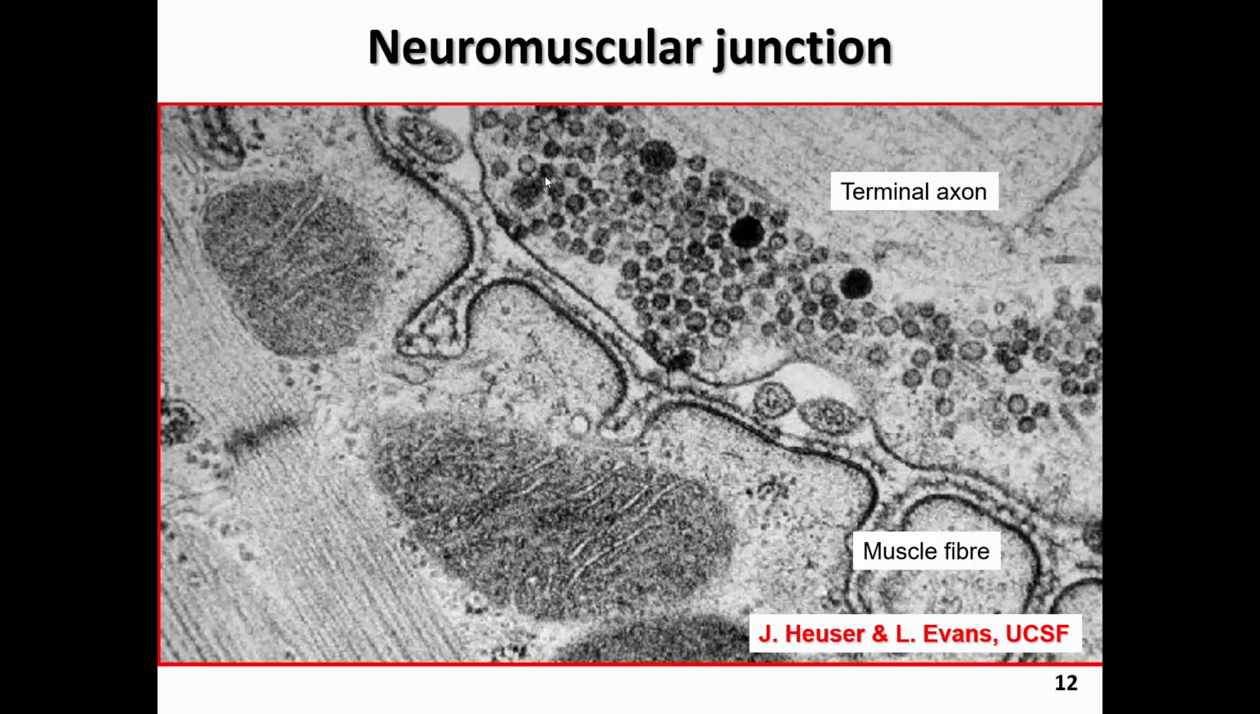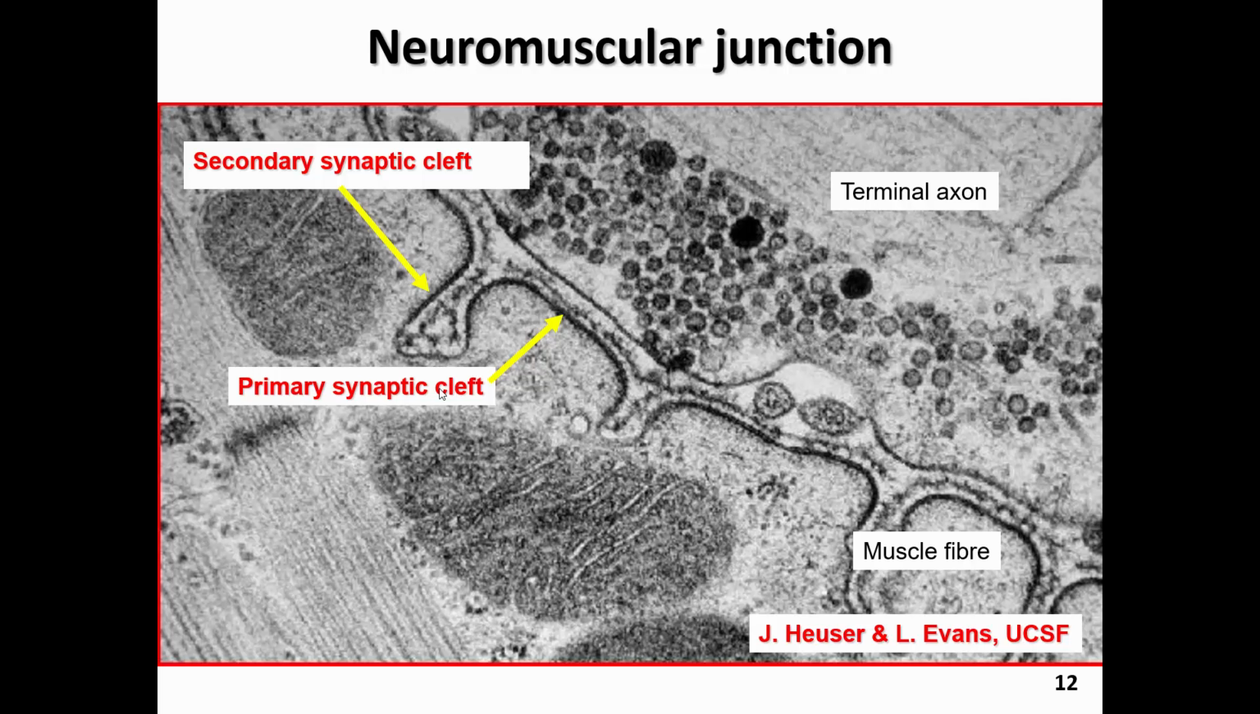Here you see the connection between a terminal motor neuron, which is actually the terminal axon portion of a motor neuron, and a muscle cell or muscle fiber. We know this is a muscle fiber because on the left bottom portion of the screen of this image, we see this very regular appearance of what are called striations. These are the contractile proteins responsible for force production. The small, tiny gap separation between these two cells is called a primary synaptic cleft.